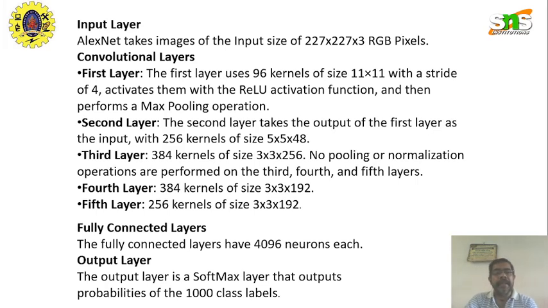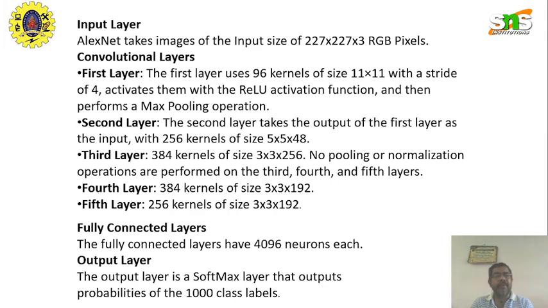Okay, once again, welcome. Continuing, we have to look into the structure provided in AlexNet. The first convolution layer uses 96 kernels, and each kernel has a size of 11 by 11, with a stride of 4.